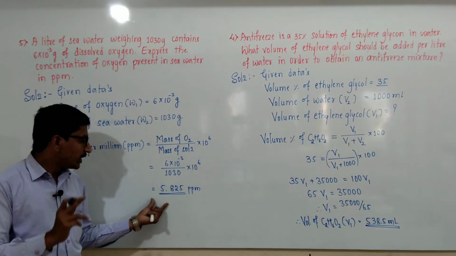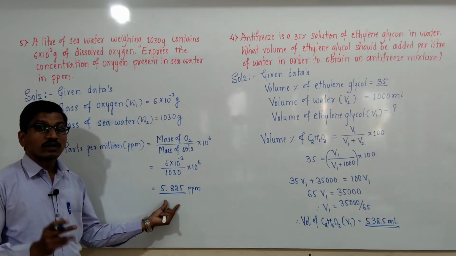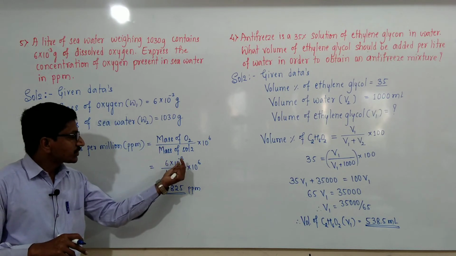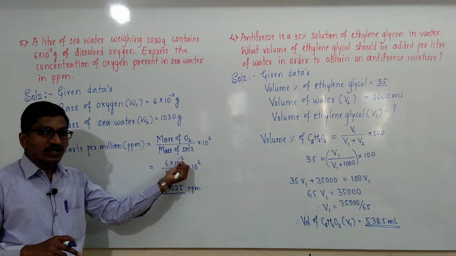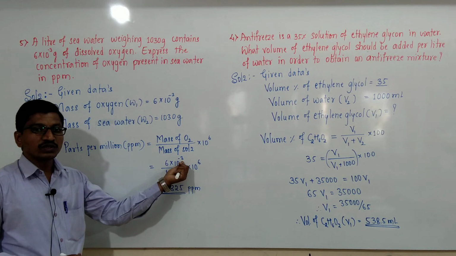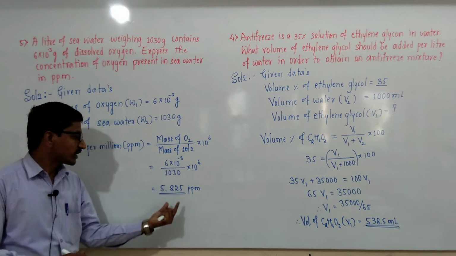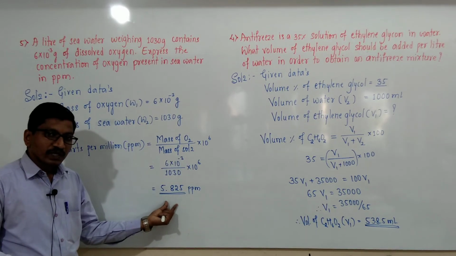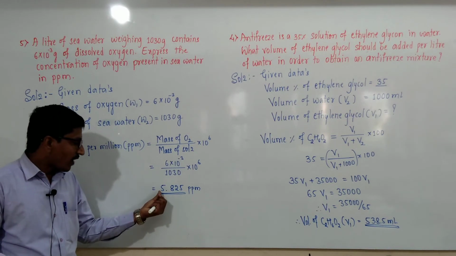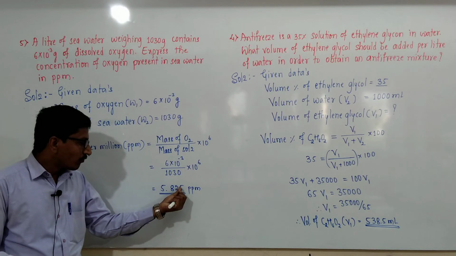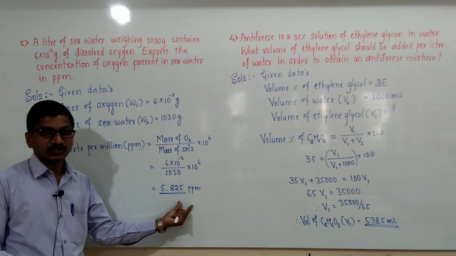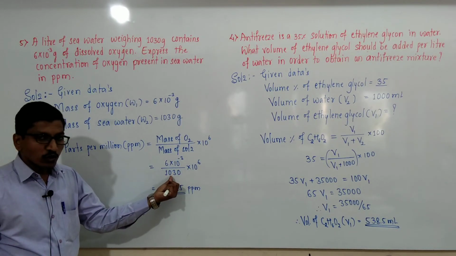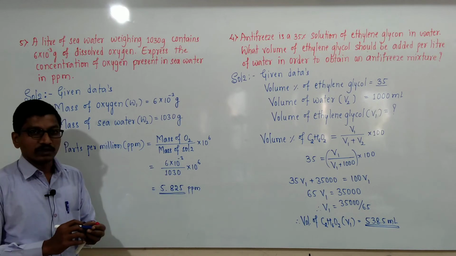1030 gram of sea water contains 6 into 10 raised to minus 3 grams of dissolved oxygen, and that was expressed in terms of ppm. This much of oxygen, 5.825 ppm of oxygen, is dissolved in 1030 gram of water. Okay.